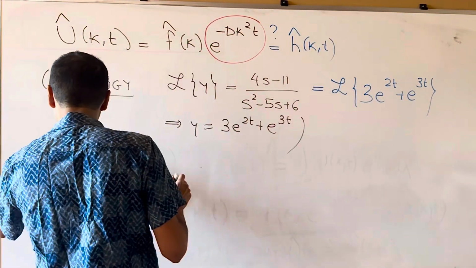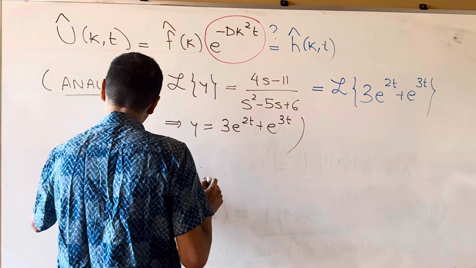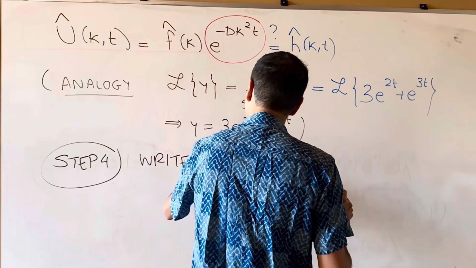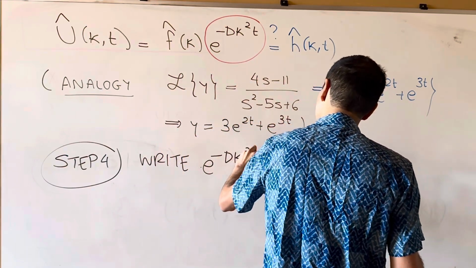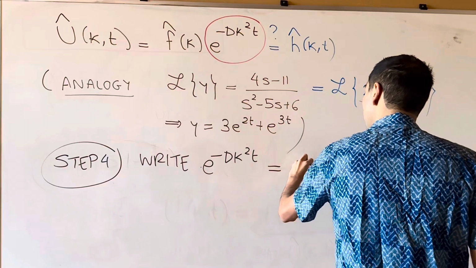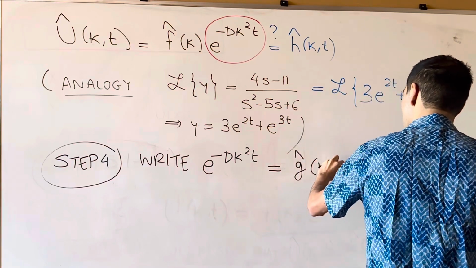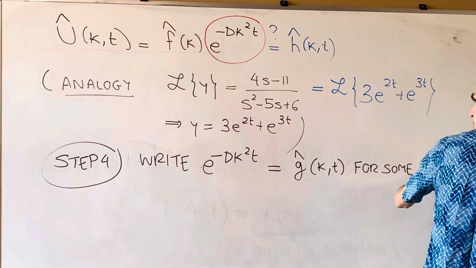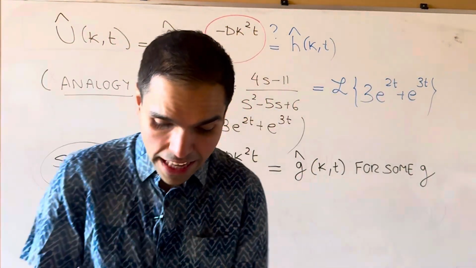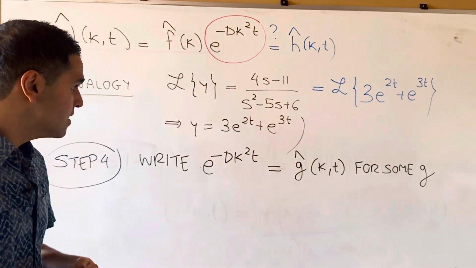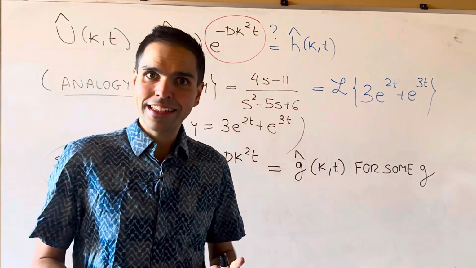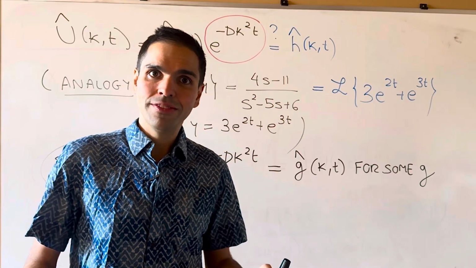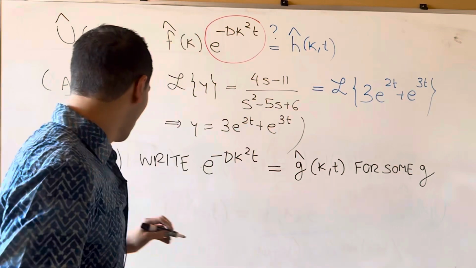So, step 4. Write e to the minus D kappa squared t as the hat of some function g, so for some g. And what saves us here is the magical fact that the Fourier transform of a Gaussian is still a Gaussian. So kind of this fractal property.